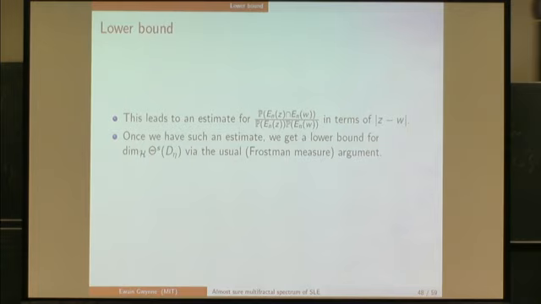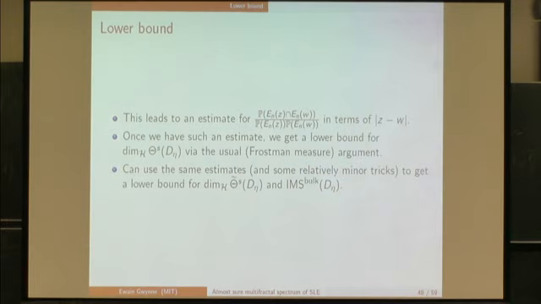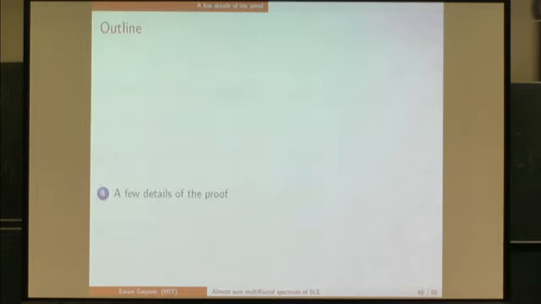And then hence, using the usual Frostman measure argument, we get the lower bound for the dimension of theta s of d eta. So we get the lower bound for the dimension of the subset of the curve. And then we can use these same estimates and some more or less minor tricks to transfer these to lower bounds for the dimension of the subset of the circle and for the integral mean spectrum. So this concludes the outline of the proof of the almost sure multifractal spectrum.